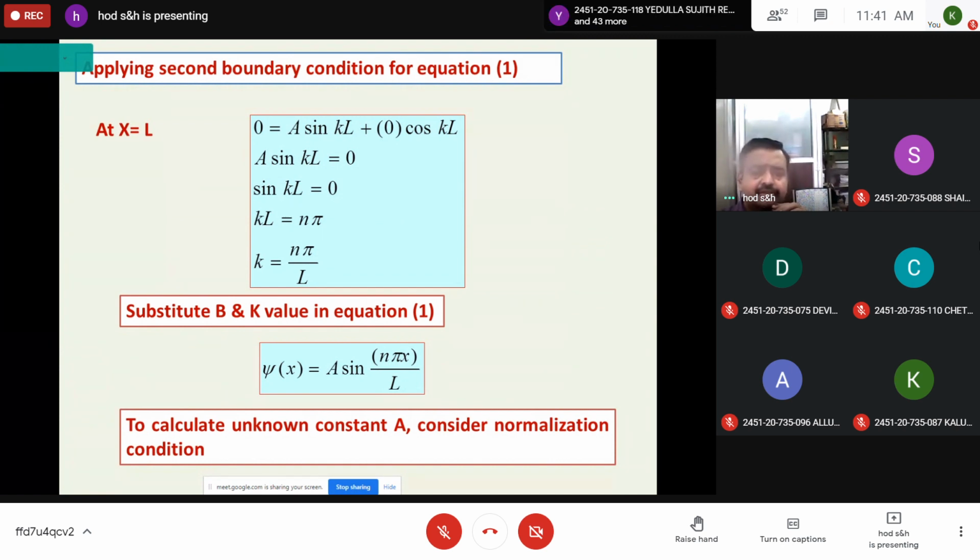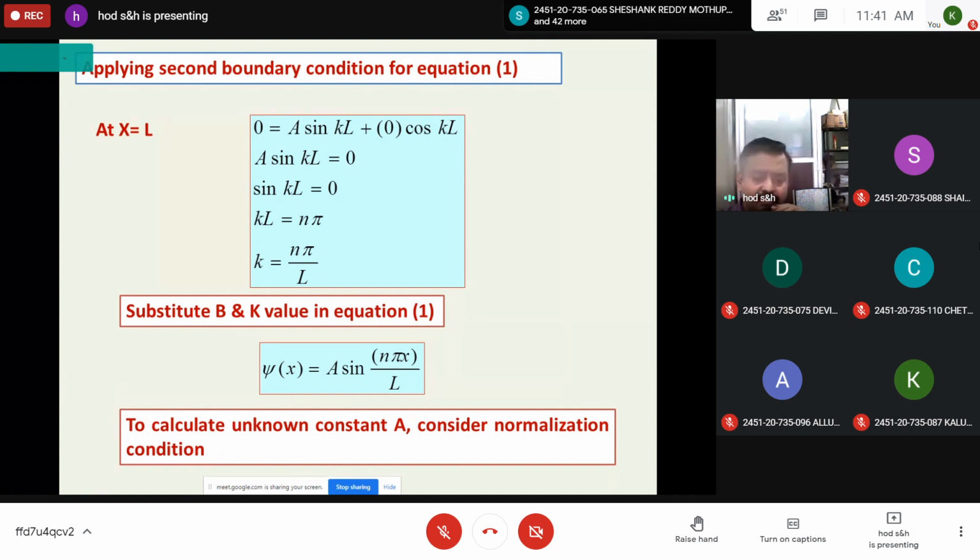So again, 0 is equal to A sin kL plus B cos kL, but B is 0. So A sin kL is equal to 0. Here there are two possibilities. Either A is 0 or sin kL is 0, but A is not equal to 0, because if A is also 0, then the wave function does not exist, because both A and B will become 0. So A is not equal to 0, and thus sin kL is equal to 0, or kL is equal to n pi, or k is equal to n pi by L.